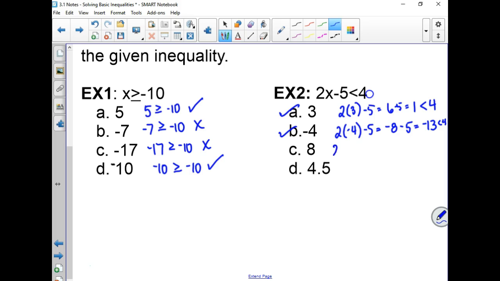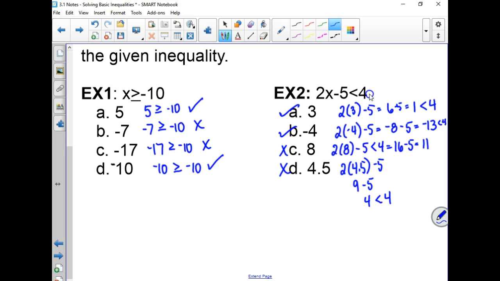We can try 8. 2 times 8 minus 5 is less than 4. That's going to give us 16 minus 5. And 16 minus 5 is 11. 11 is not less than 4, so 8 is not a solution. And in D, we have 4.5, so we would have 2 times 4.5 minus 5. 2 times 4.5 is 9. 9 minus 5 is 4. 4 less than 4 is what we end up with here. 4 is not less than 4. We do not have an or equal to sign here, so this is not an answer.